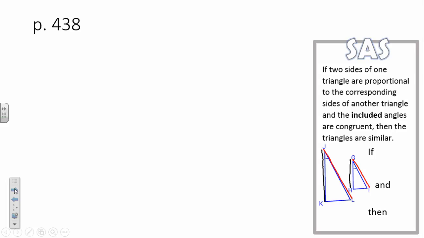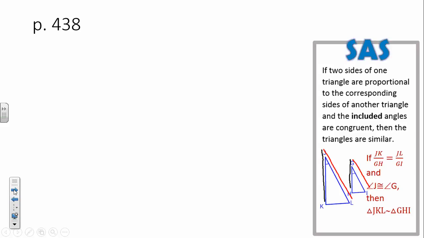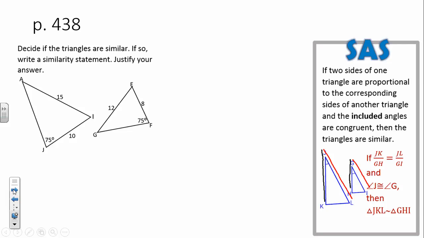So if JK over GH equals JL over GI, and the angle that's between them, angle J, is congruent to angle G, then we can write a similarity statement. Triangle JKL is similar to triangle GHI. We can use that knowledge to decide if triangles are similar or not.